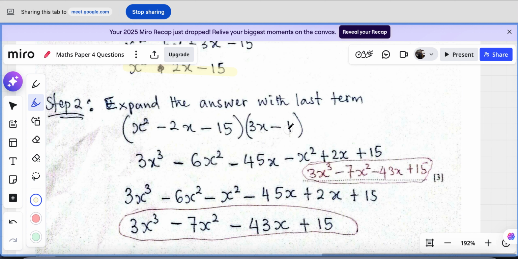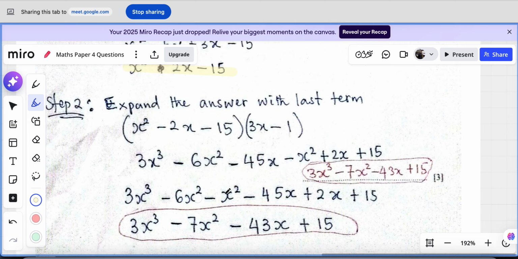Then minus 1 times minus 15, I'm going to get positive 15. So now that I get that, I'll collect like terms. 3s cubed, there's no other power 3, so I just write 3s cubed down. Minus, I have negative 6s squared. I have another minus s squared. So it becomes negative 6s squared minus s squared.